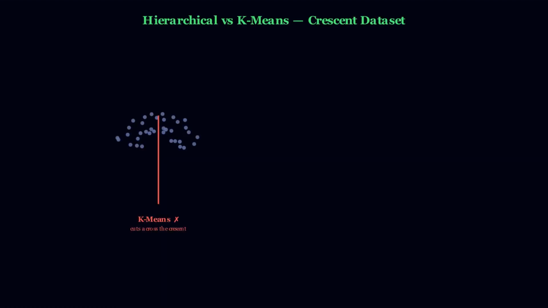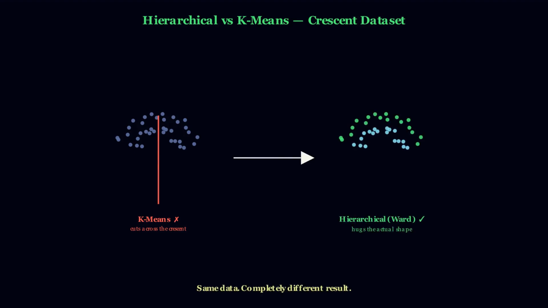Remember the crescent dataset k-means sliced wrong? Agglomerative clustering with Ward linkage handles it cleanly. Ward linkage minimizes the total within-cluster variance at each merge. It hugs the actual crescent shape instead of cutting across it. Same data, completely different result.